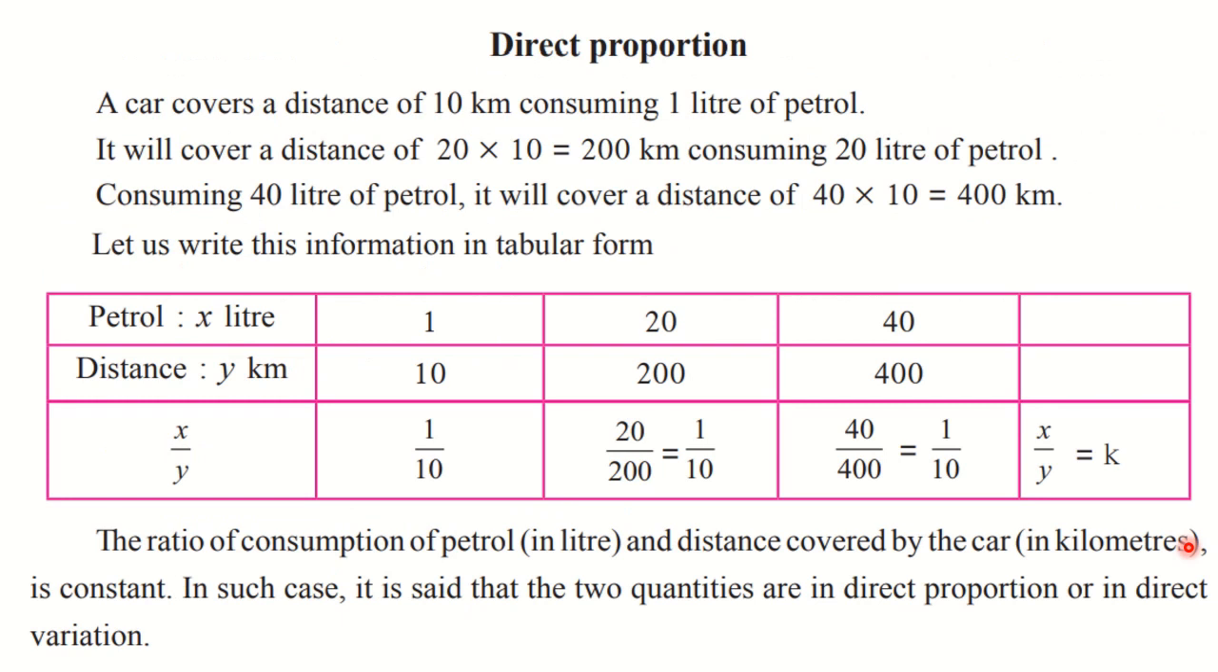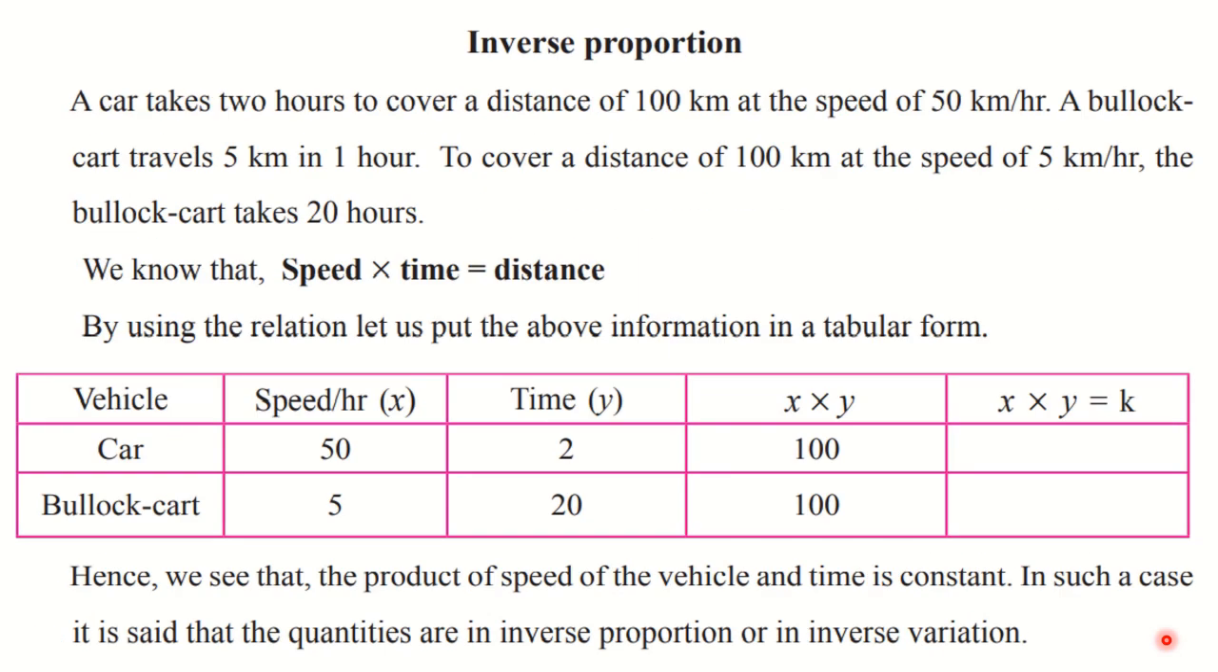Then we have seen direct proportion or direct variation. I told you that in direct variation, the division of those two quantities remains the same. That means for direct proportion, x upon y is always constant. The division is always constant. Then we have seen inverse proportion or inverse variation, and we have seen that in inverse variation, their multiplication or product is constant. x into y is equal to k.